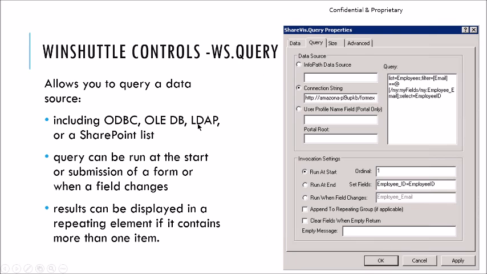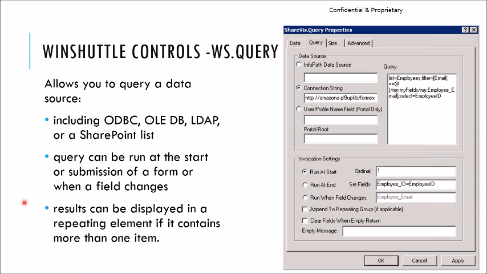The Winshuttle query control is extremely powerful. It hooks into any OLE or ODBC or LDAP or SharePoint list. There are really infinite possibilities of what this thing can do. You have to make sure you get the right format, the right connection string, and understand the underlying data you're actually going after. But if you can master and understand that, then you can use this control to hook into any other ERP system, Oracle database, Excel file, whatever you need to. This control is extremely powerful.